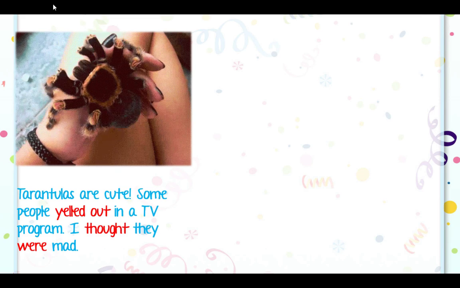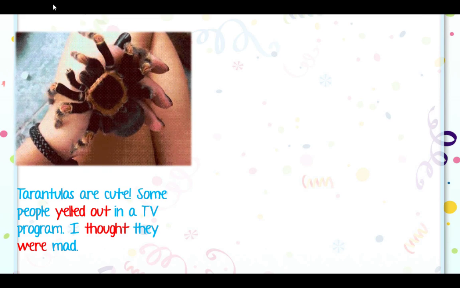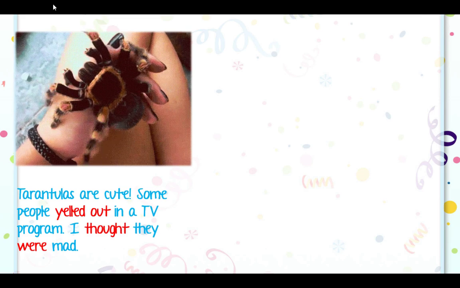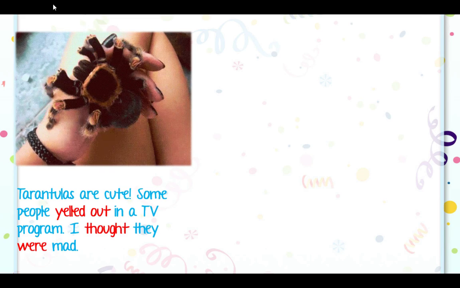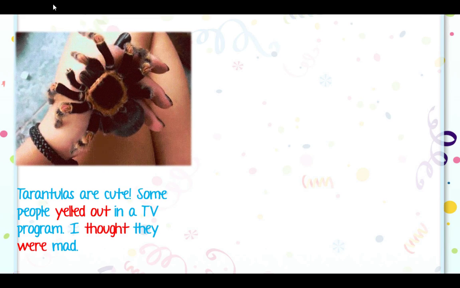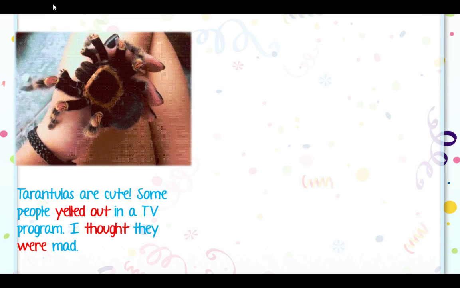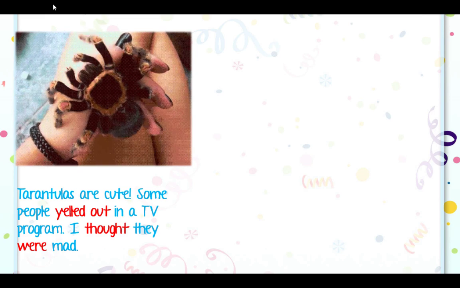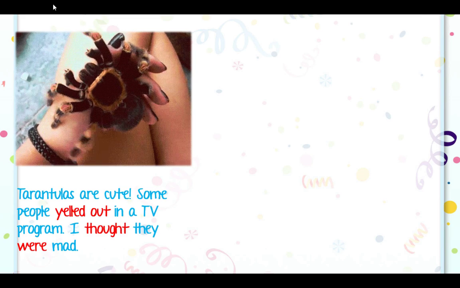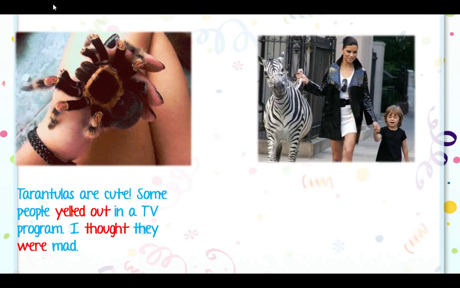Entonces aquí las palabras que tenemos que recordar son thought, yelled y mad. Yelled out es gritar, simplemente gritar. Thought, pensaron, el pasado de think. Y were, tú ya sabes. They were es lo mismo que decir they are, solo que en pasado, ¿cierto?